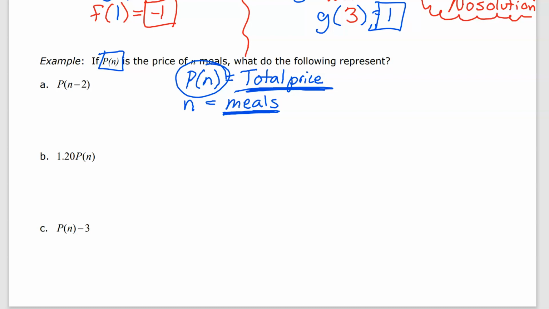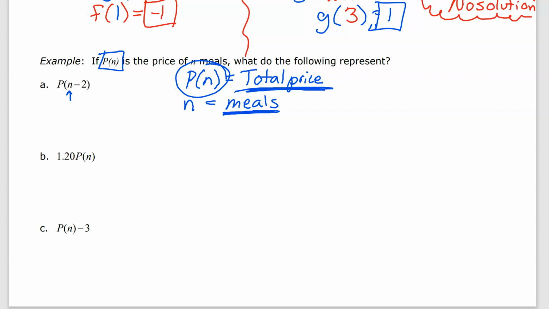I'll show you how. N represents pies. So I'm sorry, not pies. N represents meals. So that means we're going to have 2 less meals for the price. So if I got 5 meals, 5 minus 2 would give me 3. I'm paying for 3 meals. So if I got 10 meals, 10 minus 2 is 8. So I'm only paying for 8 meals.